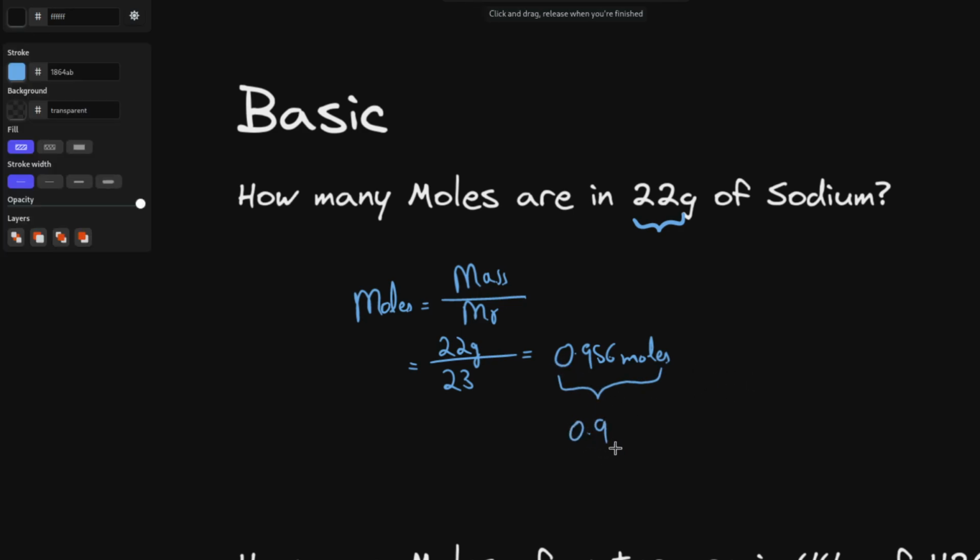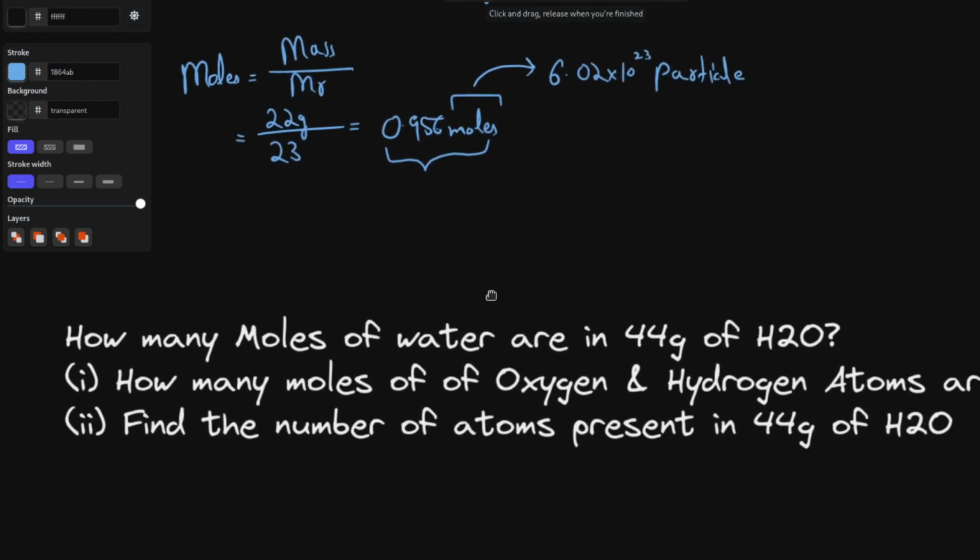Now I need you to keep in mind that this does not mean that we're talking about 0.9 atom of sodium. No, we're talking about 0.956 moles of sodium. That means, if you recall what a single mole means, 6.02 times 10 to the power of 23 particles, then by multiplying it with 0.956, you will get the actual number of particles that are present in sodium. This is just the amount of moles of sodium that we figured out. Let's move on to another question.